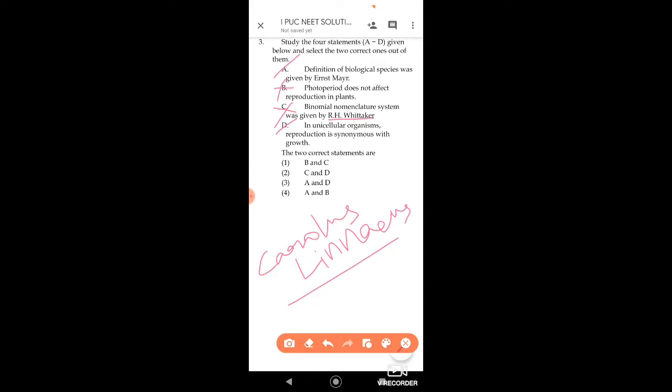Statement A and D is correct. Statement B and C is wrong. So we have to match with the 4 options now. See, you can see the option 3, okay, A and D. So that is the correct answer, option 3, okay, you have to go for.